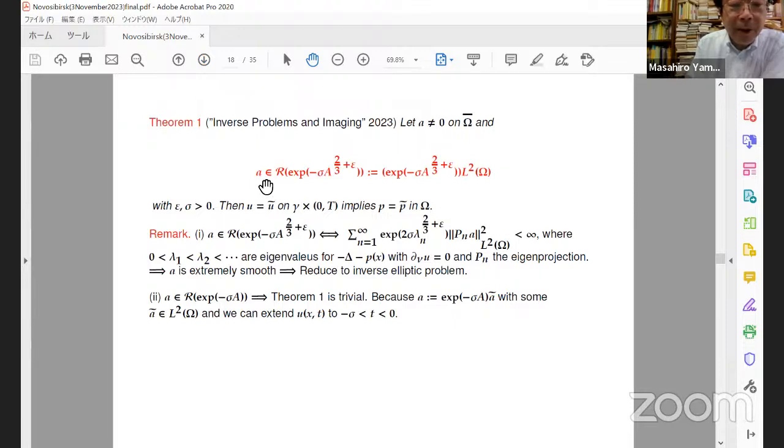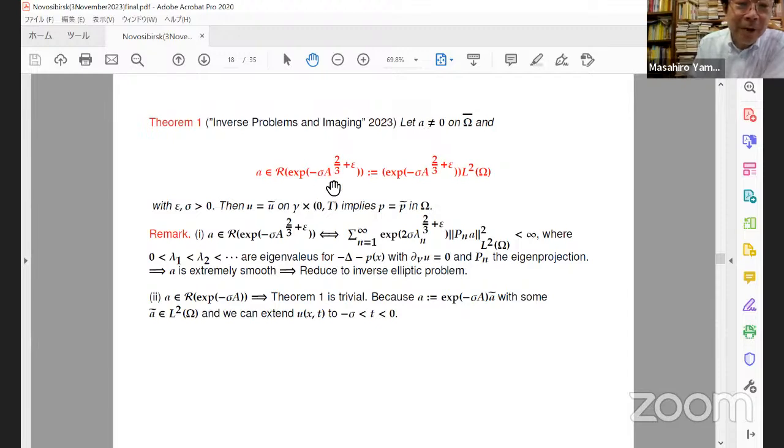Then the initial value is assumed to belong to this space, but this is a range of exponential of minus some positive, and A is the Laplacian, minus Laplacian. Okay, anyway, this is a description of the smoothness. Then we have the uniqueness. Still the non-vanishing assumption remains, namely the initial value must not be zero everywhere up to the boundary.